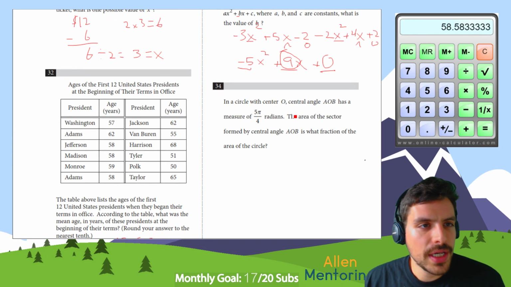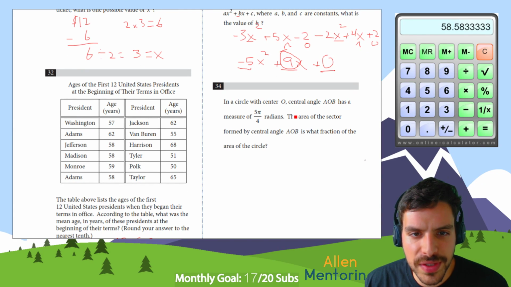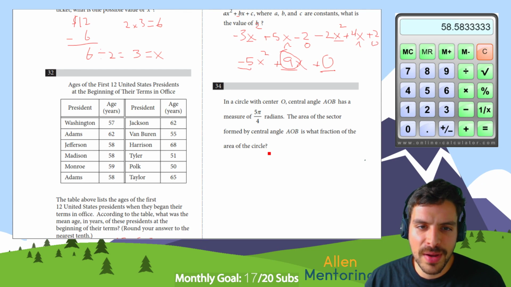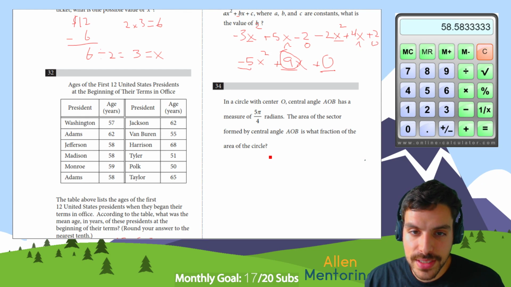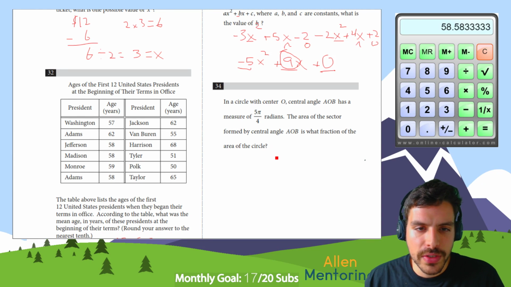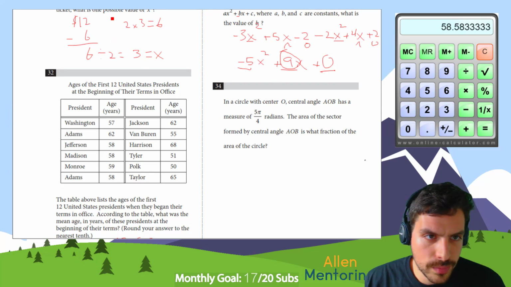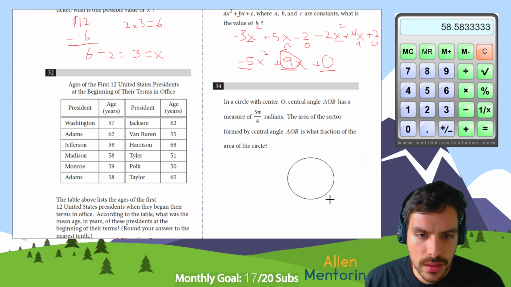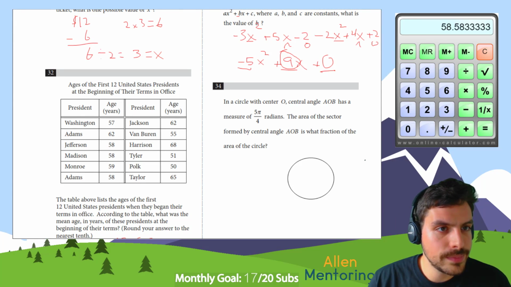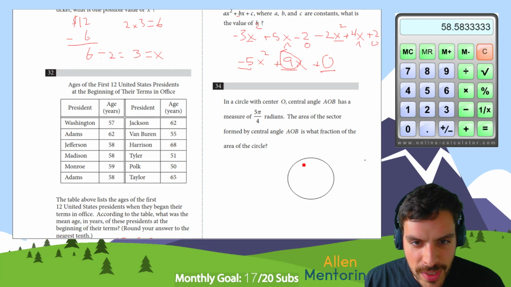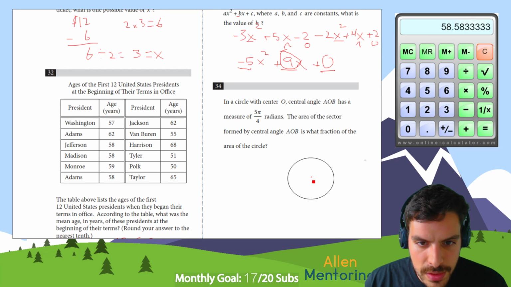All right. In a circle with center O, central angle AOB has a measure of 5 pi over 4 radians. The area of the sector formed by central angle AOB is what fraction of the entire area of the circle? So let's see if I have a circle drawing tool here. Okay, nice. So basically, let's say we have some sort of, right, this is O.